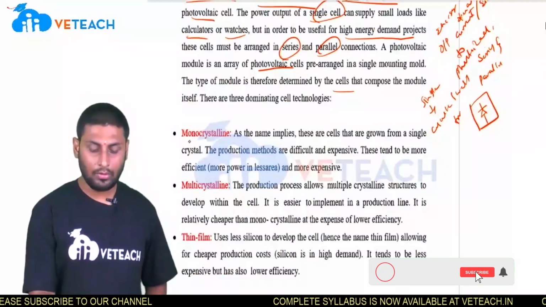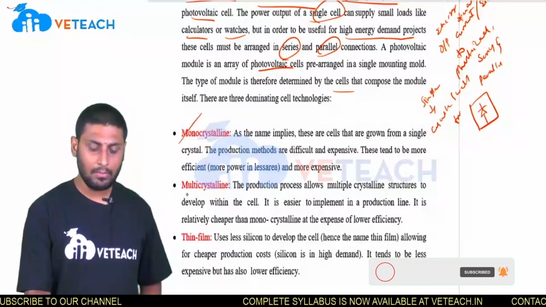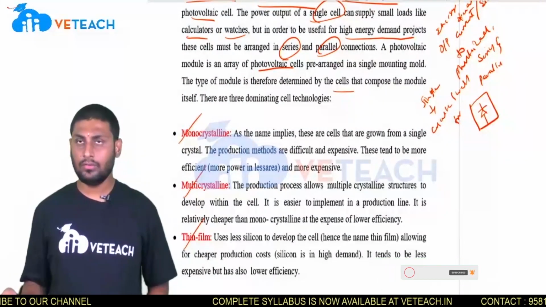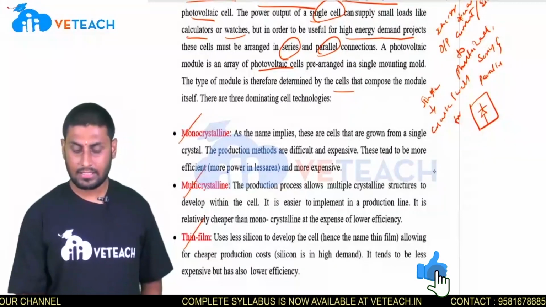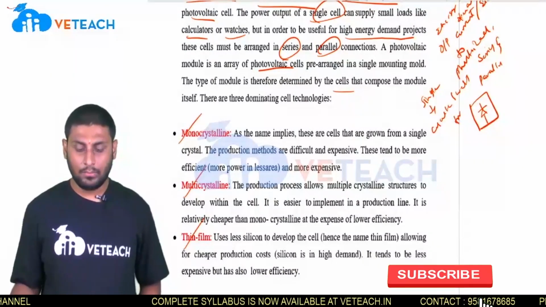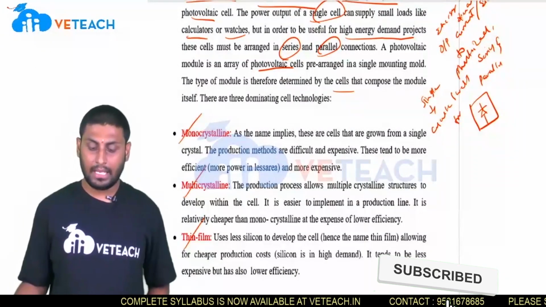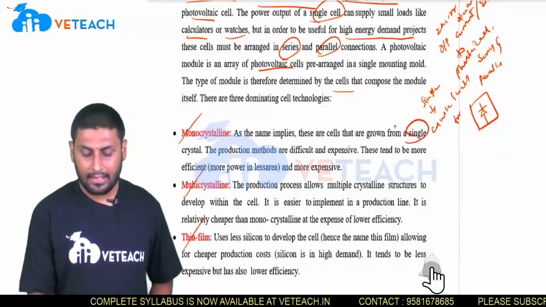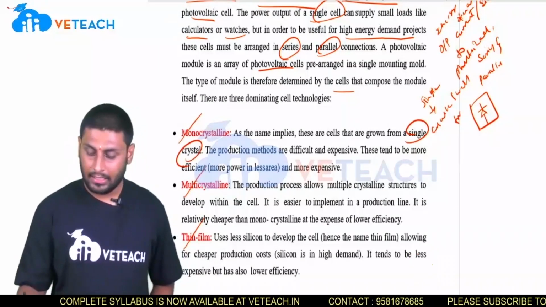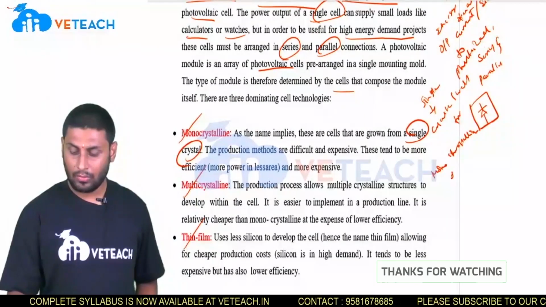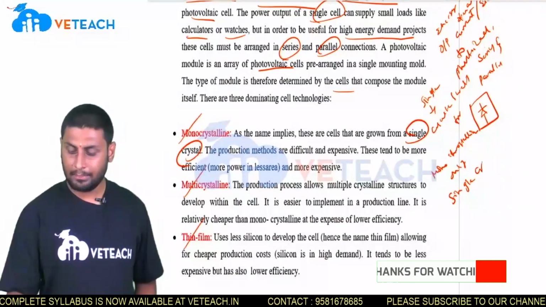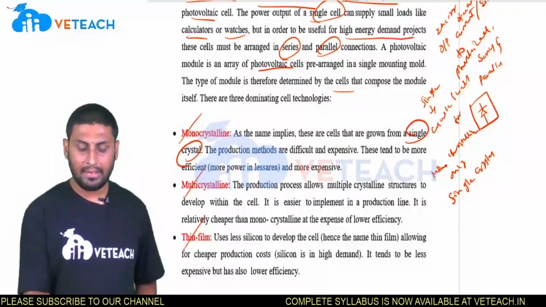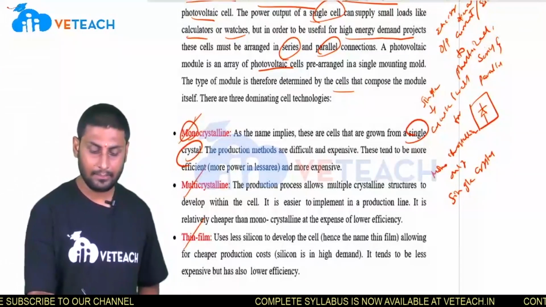The three are monocrystalline, multicrystalline, and thin film. So let us see them individually. First, monocrystalline. As the name itself implies, there is only a single crystal present in it. Mono means single.